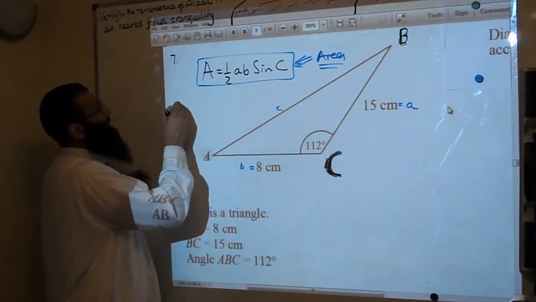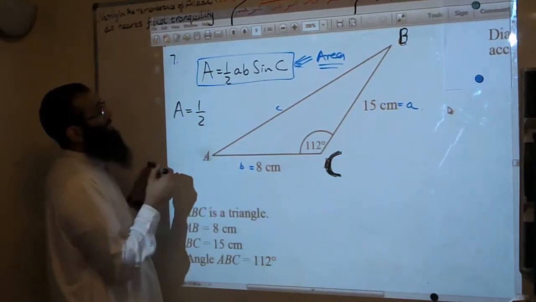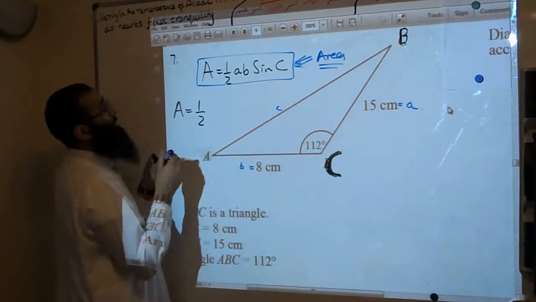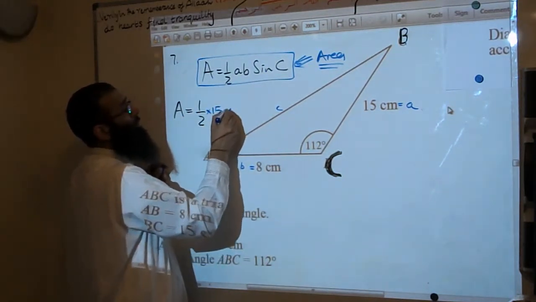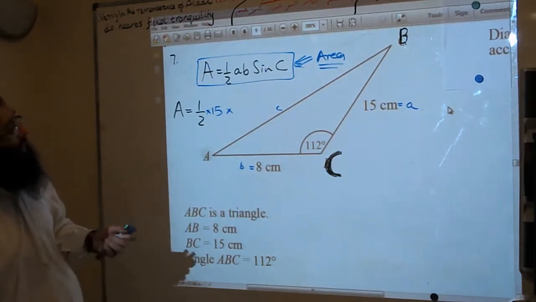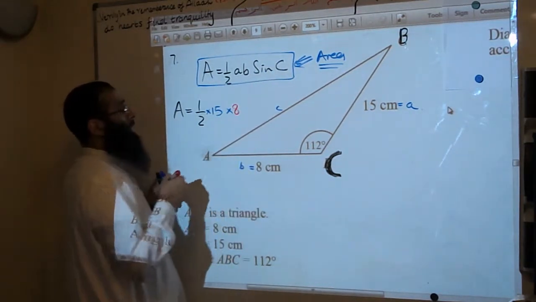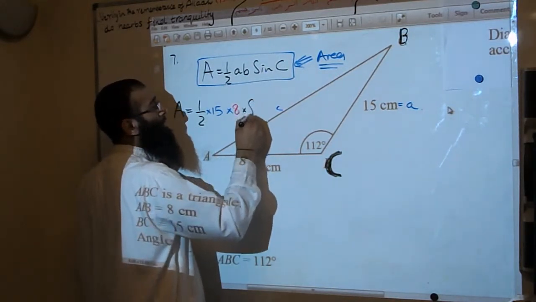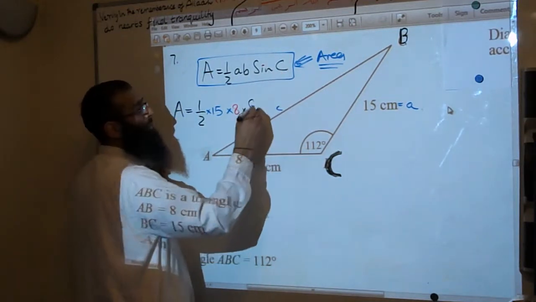So we have here now the area is equal to half. That stays as it is. Now the a value. What is the little a? The little a is 15. Okay, and then we multiply by the b value. What is the b value? 8. The b value is 8. And then we multiply by the sine of C. What's the big C? The big C is 112.